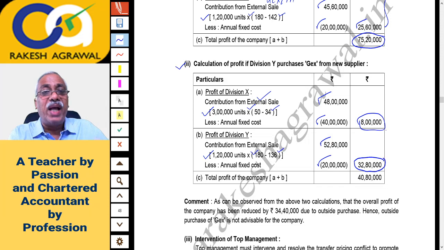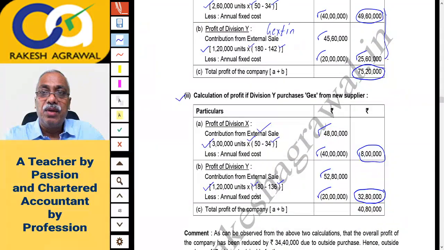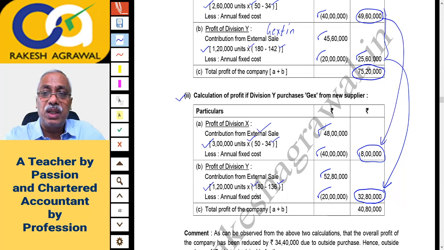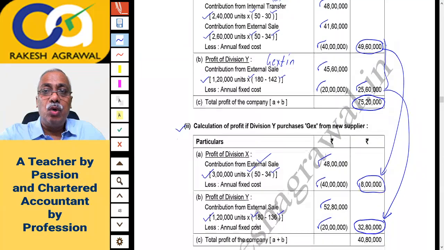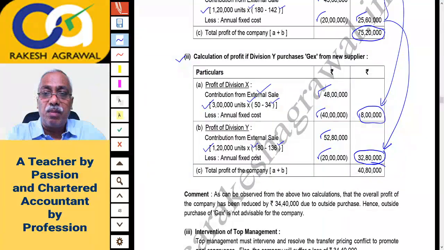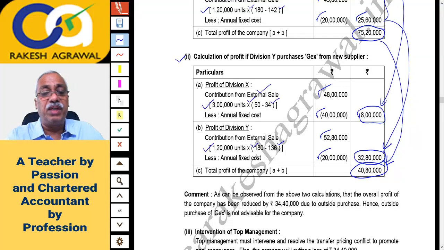Actually division Y's profit has gone up. If you check the profit of division Y here, from 25,60,000 it has gone up to 32,80,000. But division X's profit, if you check, was earlier 49,60,000, and it has gone down to 8 lakh. And the overall profit of the company has also gone down. Overall profit is 40,80,000, so there is a reduction in the overall profit of the company.